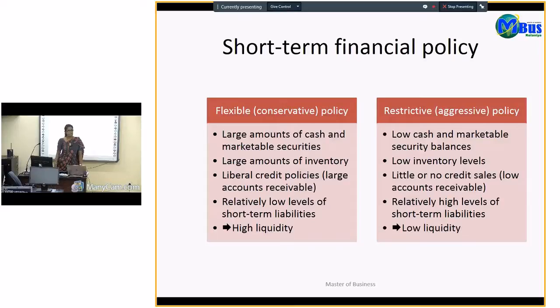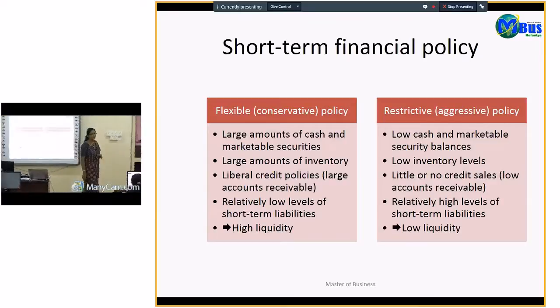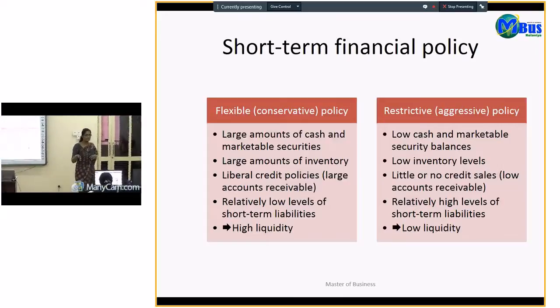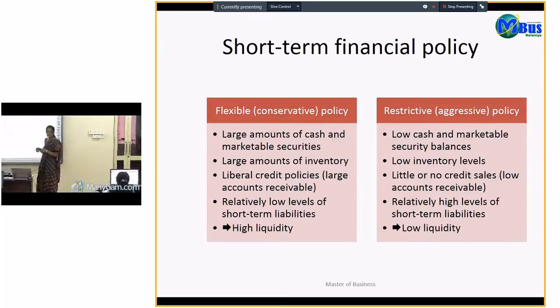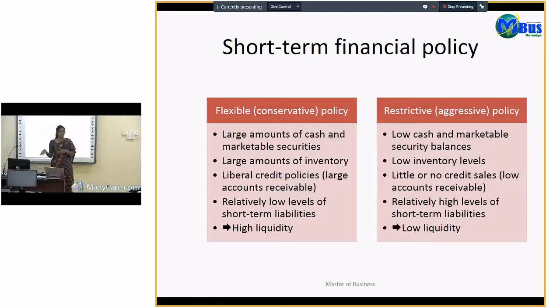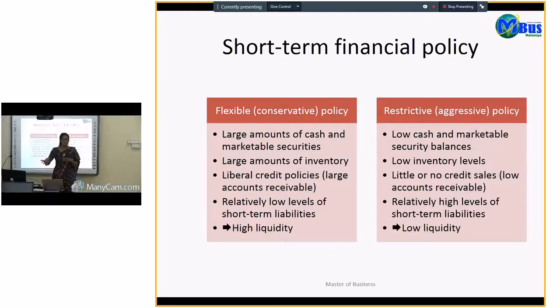In the flexible policy, they have high liquidity. They can meet their day-to-day expenses anytime. There is no problem. They have blocked too much money in their current assets, right? In order to meet the uncertain orders, they have enough stocks in their stores in the flexible policy. But their profitability is low. High liquidity means low profitability. They lock up their money unnecessarily in current assets, right, which leads to reduce the profitability of the firm.